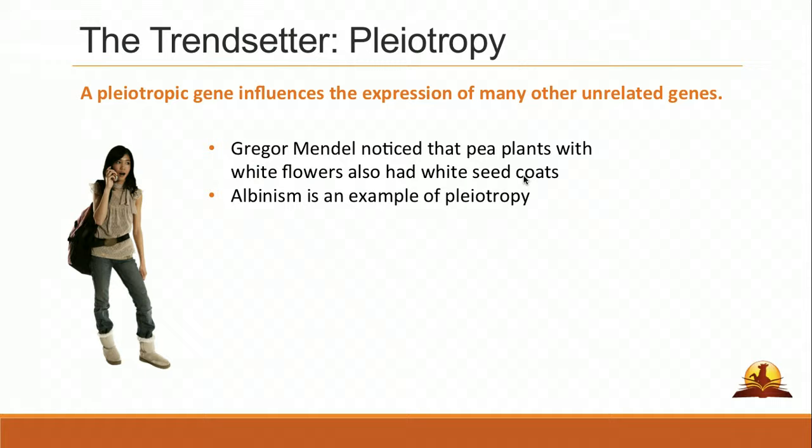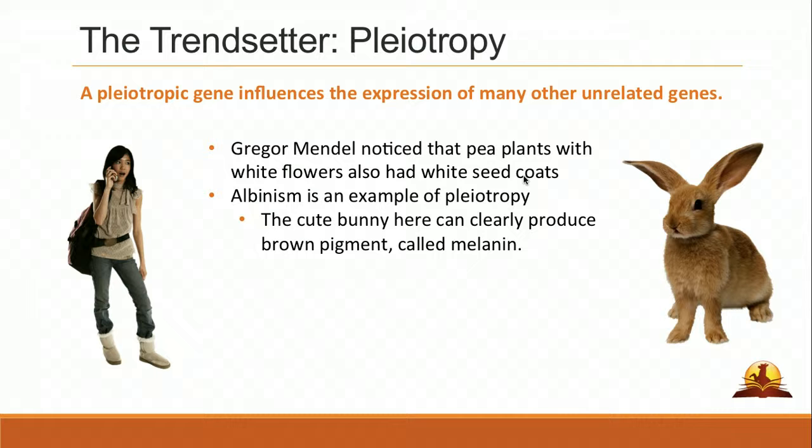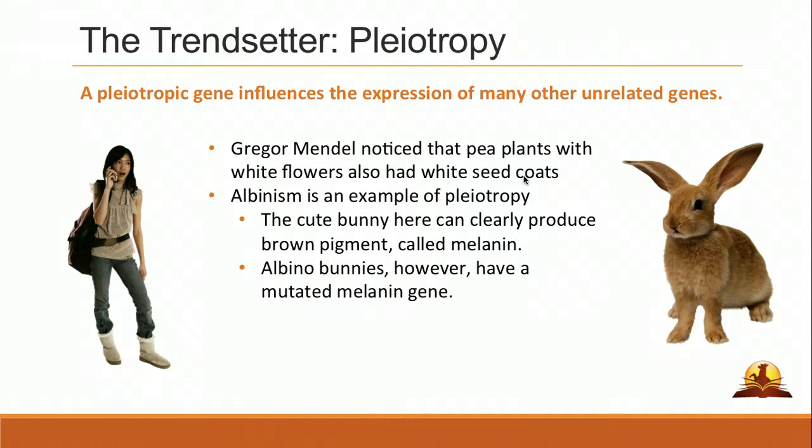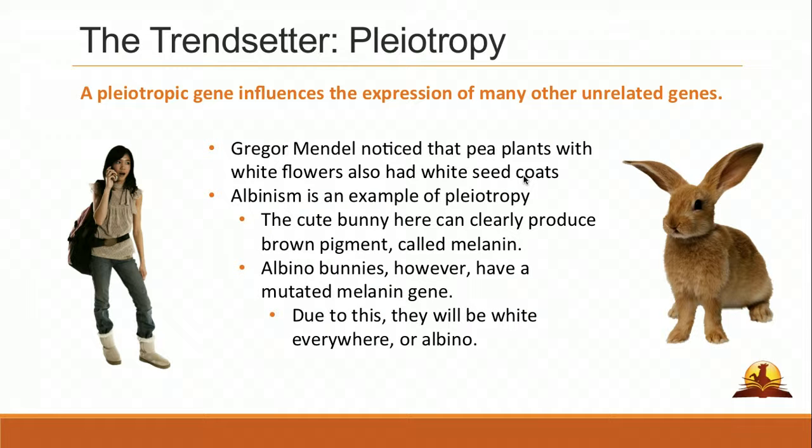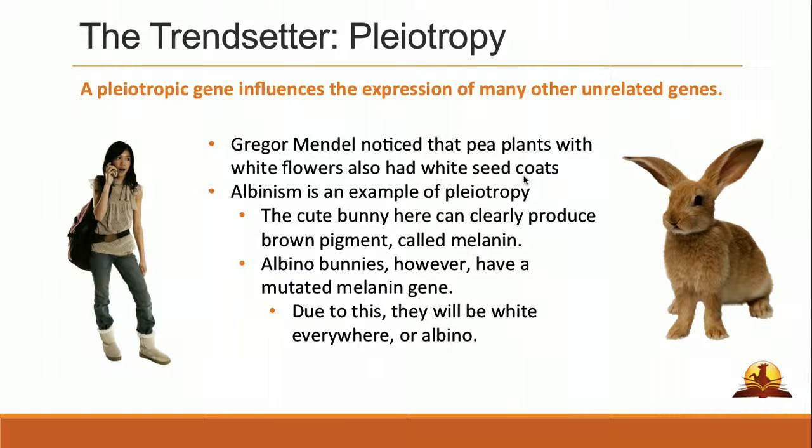Another example is albinism. I'm sure many of you have heard of albinos, but this is a brown bunny, or as the bullet point says, this cute bunny can produce a brown pigment called melanin. Albino bunnies, however, have a mutated melanin gene. Because that gene is mutated, everywhere in the body is white. Or again, think of this as a trendsetter. This one gene, because it's mutated, affects all the other genes. It's not just one gene acting independently.